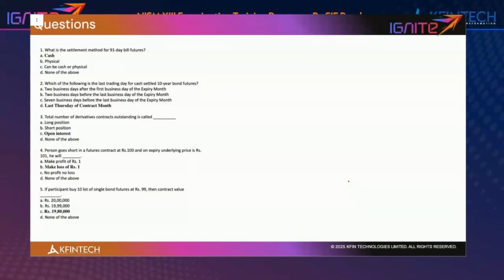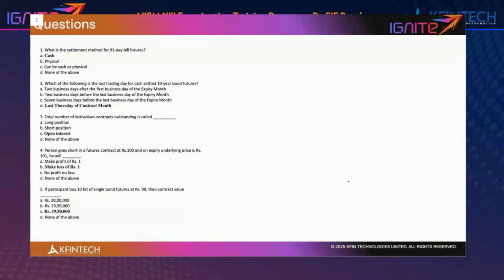As we know, the definition of open interest is how many contracts are open, hence the name open interest. Then question number 4, most of you have got correct. Some of you have got it wrong. The explanation is you have already shorted the future at 100. That means you have sold at 100 and the futures have moved to 101. Now, if something you have sold at 100 has moved to 101, that means you have made a loss of 1 rupee. And lastly, the calculation is very simple.